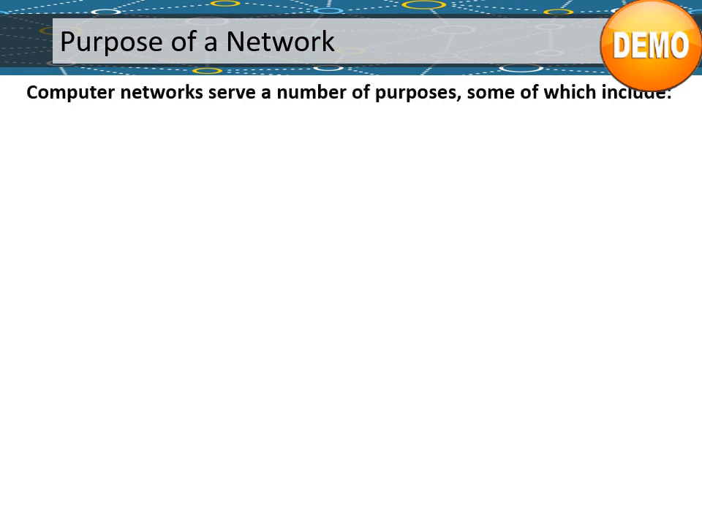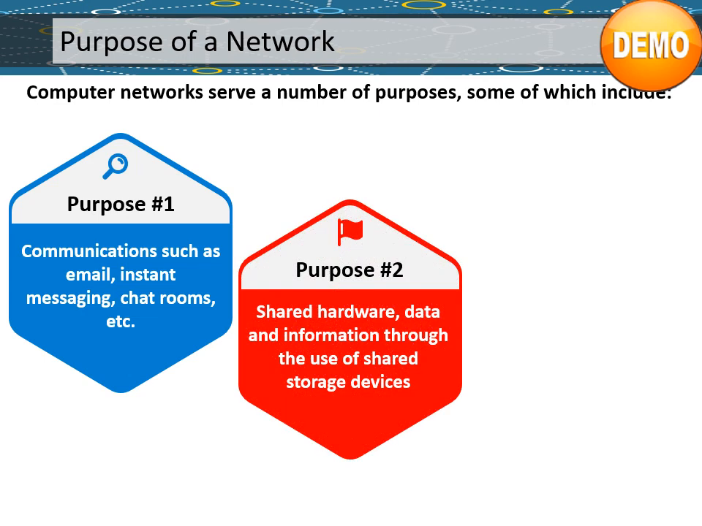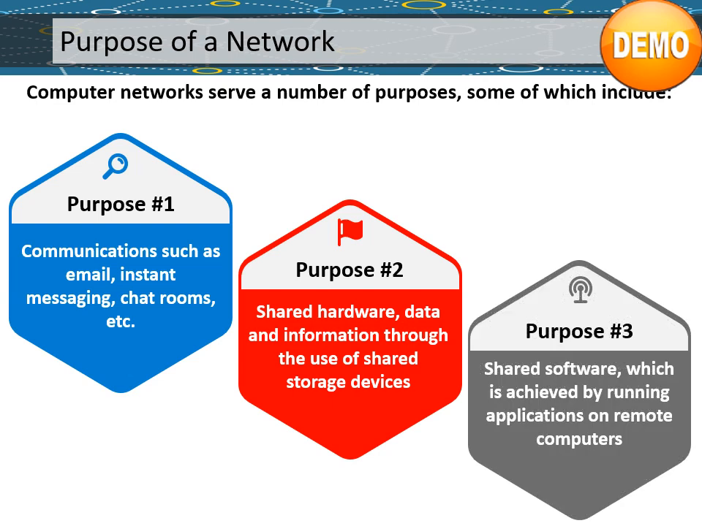Let's now look at the purpose of a network. Computer networks serve a number of purposes, some of which include: purpose number 1, communications such as email, instant messaging, chat rooms, etc. Purpose number 2, shared hardware, data and information through the use of shared storage devices. Purpose number 3, shared software, which is achieved by running applications on remote computers.